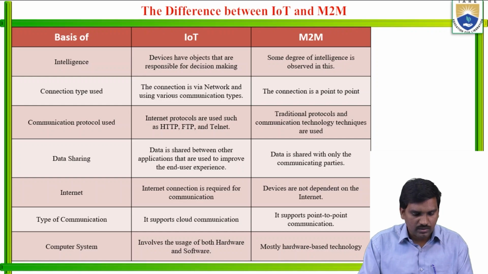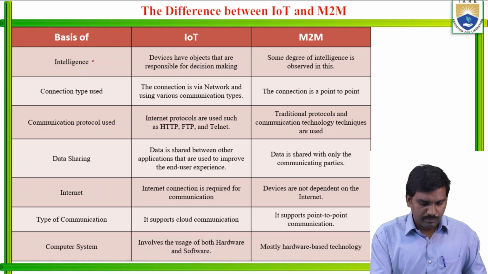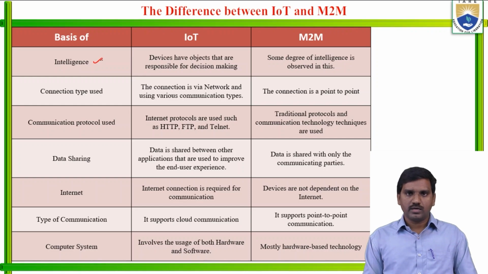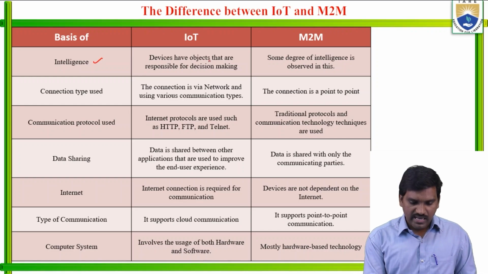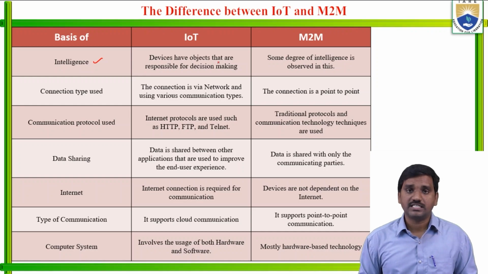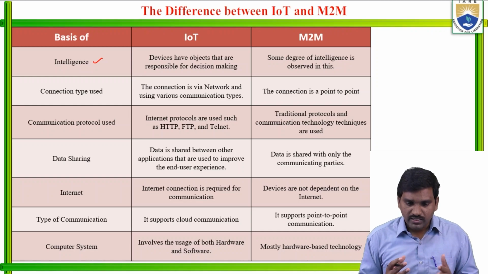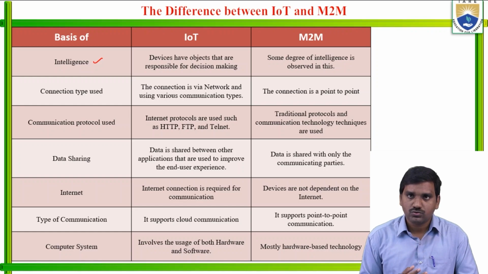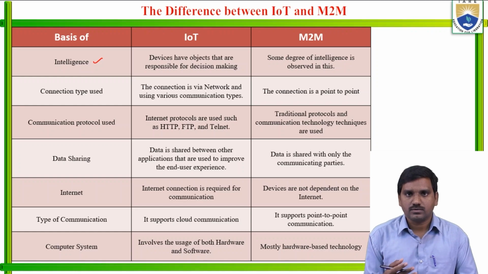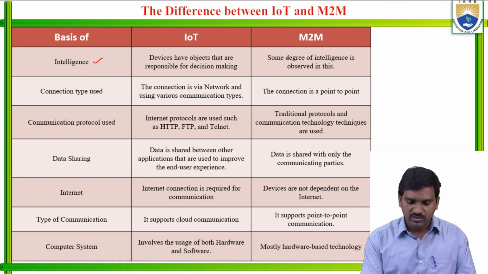These are basically 12 points. First, on the basis of intelligence: the devices have objects that are responsible for decision making. In IoT, based on the device's performance only, we can decide what to do for a particular task. In machine to machine, some degree of intelligence is observed.